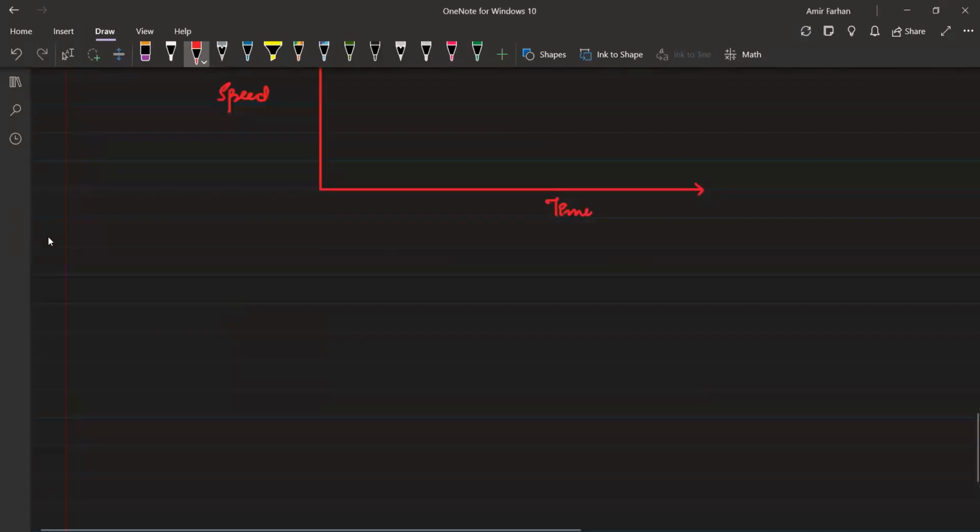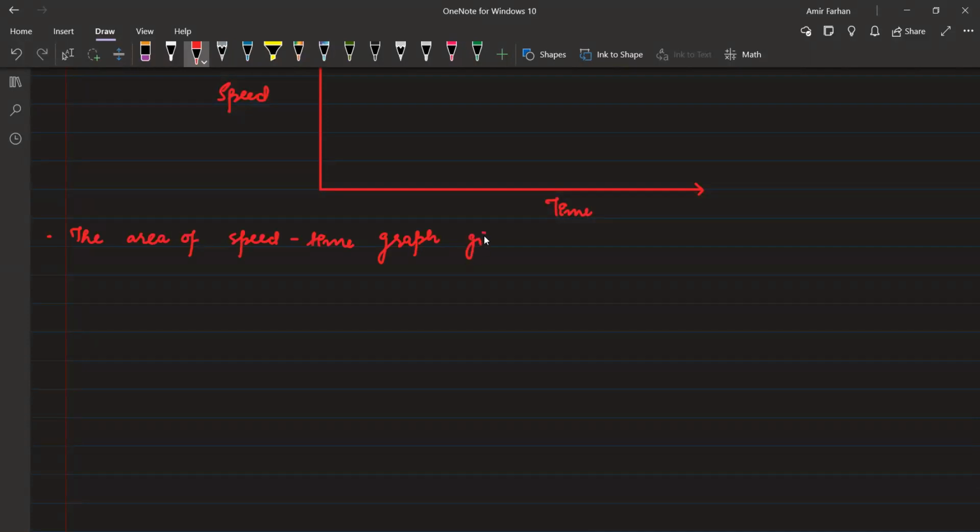There is one more significance of this graph: the area of the speed time graph gives the distance traveled by the object. Okay, Ayaan, is this clear? Yeah.